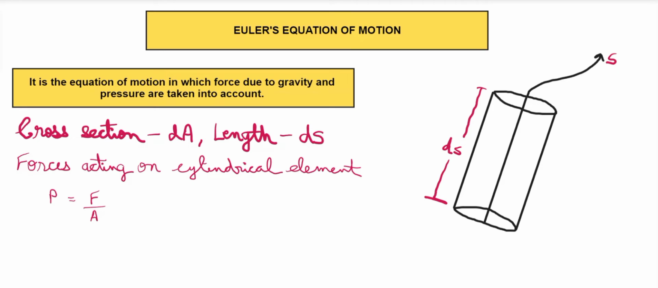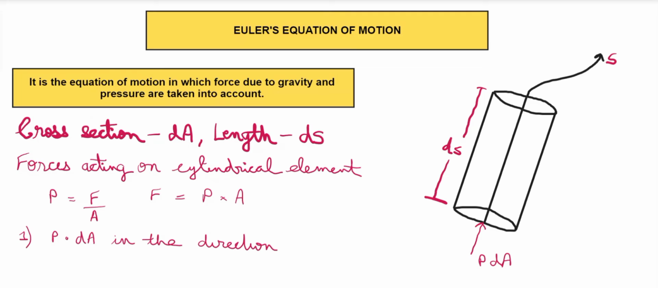Firstly, pressure is equal to force upon area. So we'll have force is equal to pressure into area. And here in this direction, the pressure force will be acting in the direction of the flow, which will be P into dA, because force is equal to pressure into area, and here the cross section area is dA. So P into dA will act in the direction of flow.